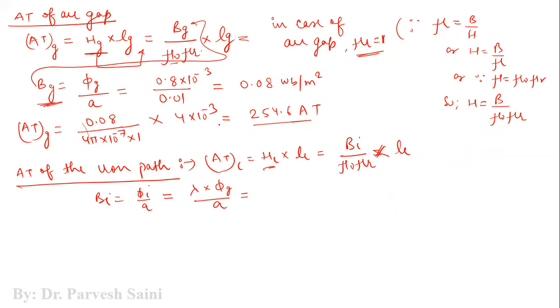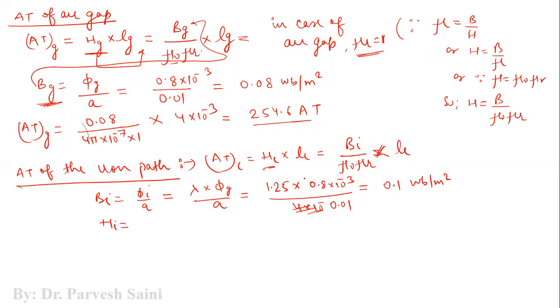If we put all these values, lambda is 1.25 and phi G is 0.8 into 10 raised to the power minus 3 Weber, divided by the area, sorry, this is the area, and it is 0.01. It is given as 0.01. If we put this value and calculate it, the value of Bi is almost 0.1 Weber per meter square. Now by using this we can calculate Hi.